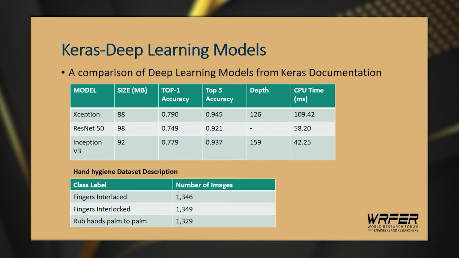In order to use these models, we created 3 classes manually from the video recordings that we collected: fingers interlaced, fingers interlocked, and rub hands palm to palm. The number of images in each of these classes was more than 1,000. It is still a very small dataset, but it is good to experiment and get results, and then we will further increase the dataset.